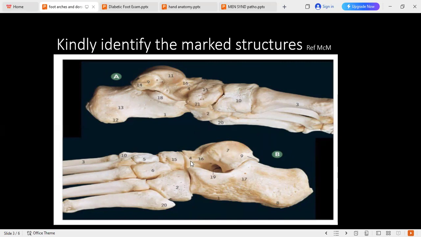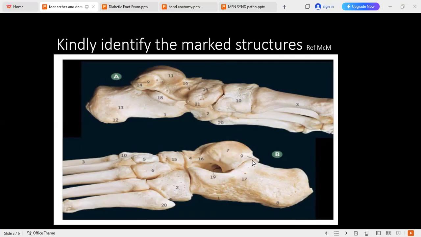Right. If you could identify number four here. It's the neck of talus. Yes, so it's the neck of talus. Right. If you could identify 9. It's the posterior tubercle of talus.